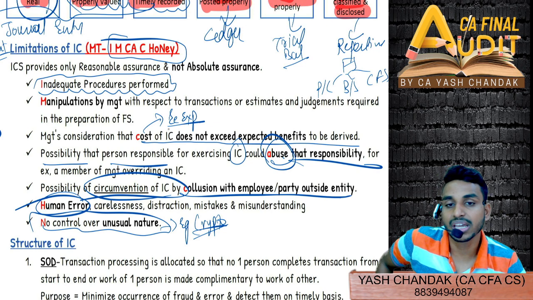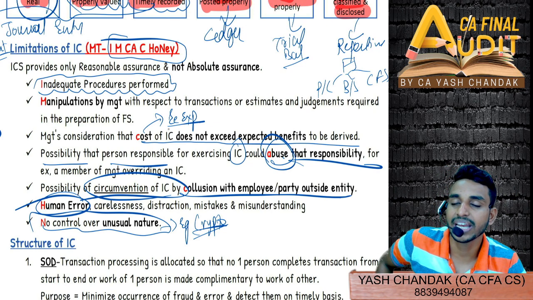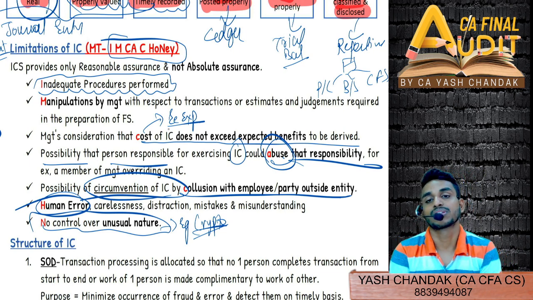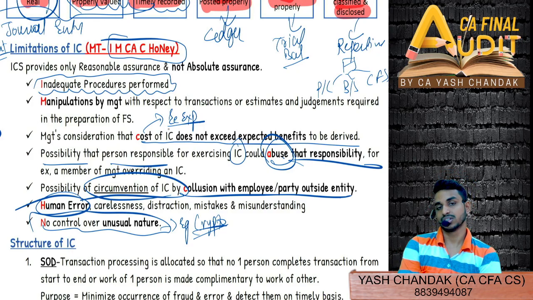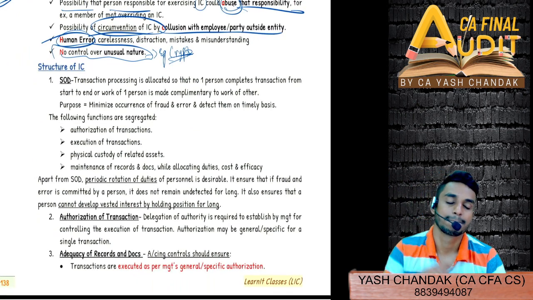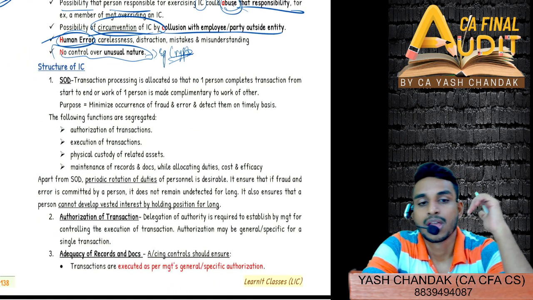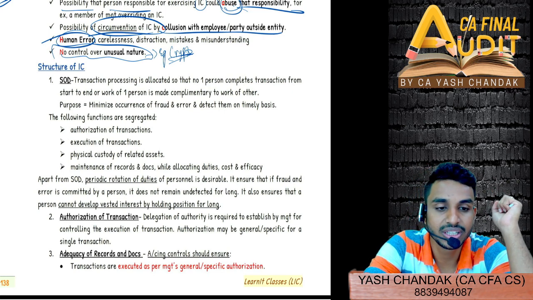Then again C with collusion with employee. And then in honey, H and N are only described or prescribed, but the rest are silent. So H for human error and N for no control over unusual nature of transaction. Clear, everyone? Inherent limitation of internal control.